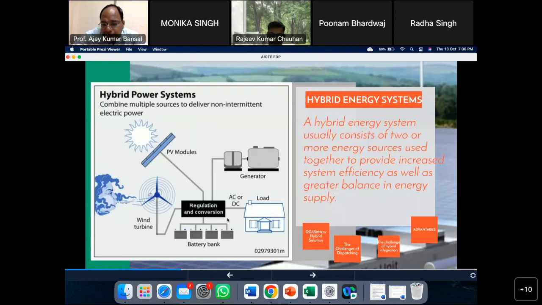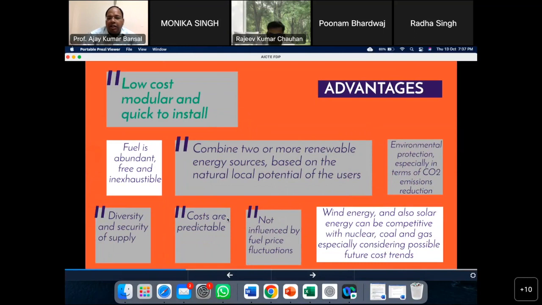So a hybrid energy system consists of two or more energy sources used together to provide increased system efficiency as well as greater balance in the energy supply. Because as you are aware, if we have only solar panels, they will not give any energy at night, and if there is a cloudy atmosphere, they will also not produce energy. So if we use a single source of energy, it will be an issue for us. So we will not use a single source of energy. We will combine two or more renewable energy sources.